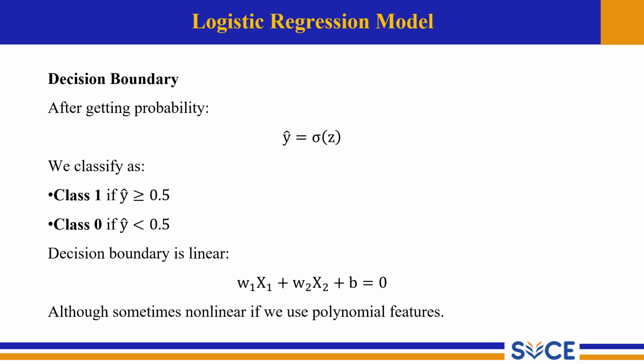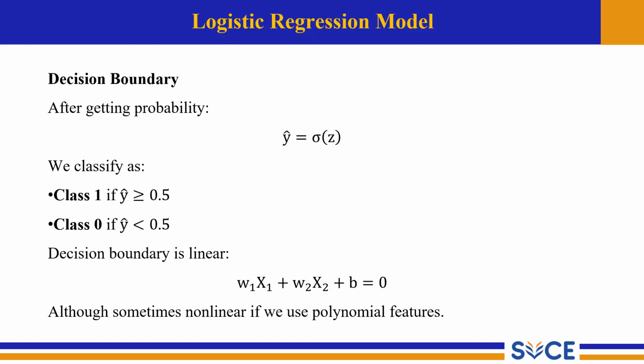Decision boundary in logistic regression. First, after computing the probability that a sample belongs to the positive class using the sigmoid function, the equation is ŷ equals sigma of z. We classify it as class 1 if ŷ is greater than or equal to 0.5, and class 0 if ŷ is less than 0.5.